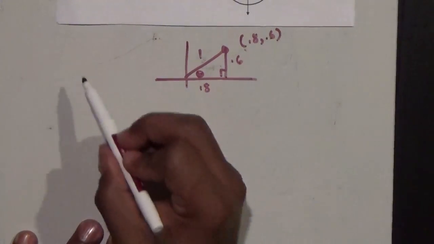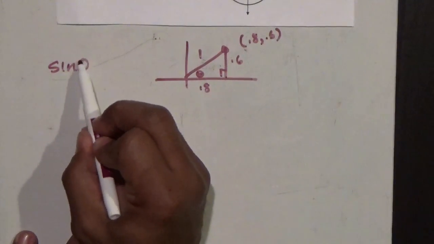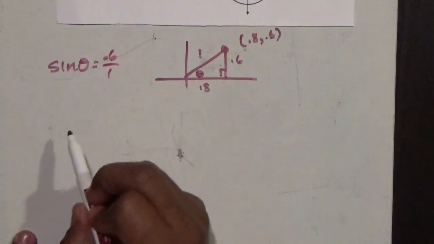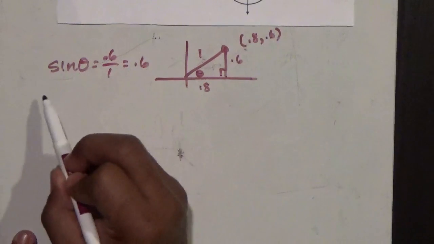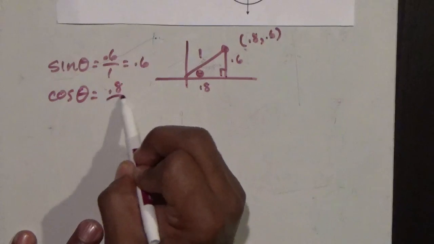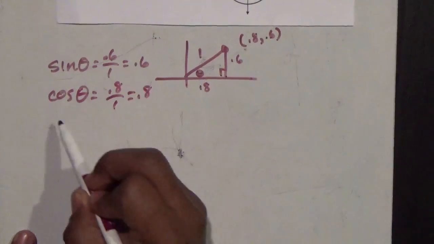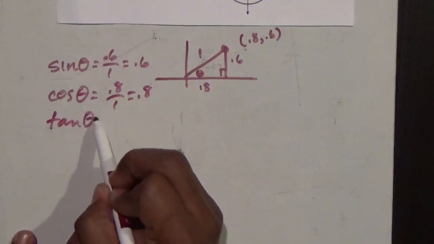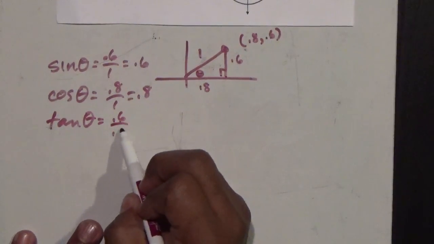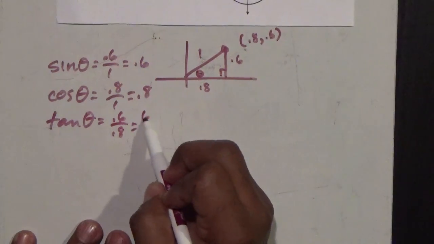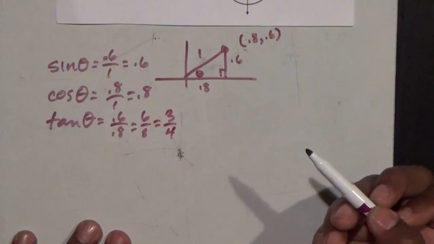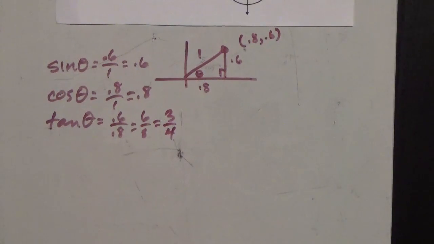So then get the values that they want. They want sine theta. Sine theta is opposite, 0.6 over hypotenuse. Cosine is 0.8 over 1, which is 0.8. And tangent is 0.6 over 0.8, which is like 6/8, which is like 3/4. And we're done. Those are your answers. That's it.